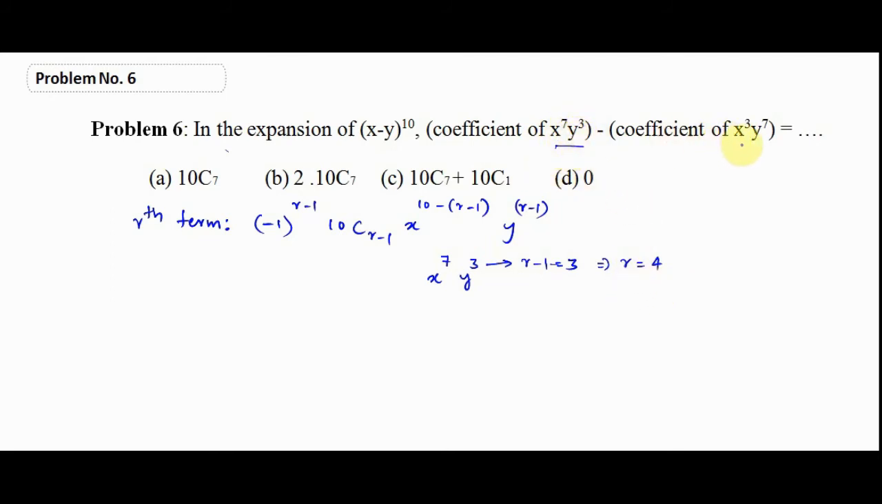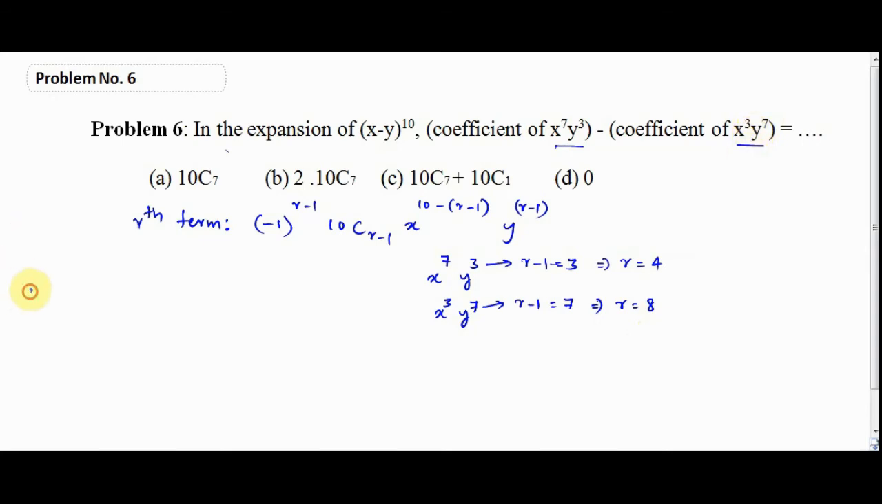Similarly, let's calculate the term having x raised to 3 y raised to 7. Here the value of r minus 1 is 7, so it indicates that r is equal to 8. So it is the 8th term that has x raised to 3 into y raised to 7.